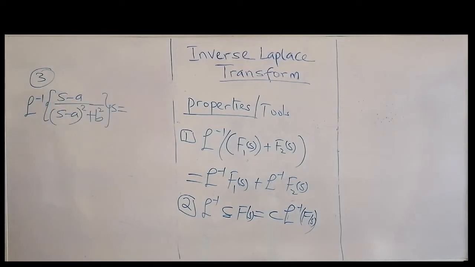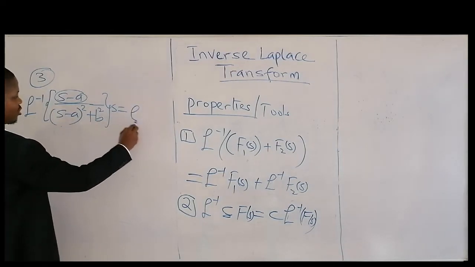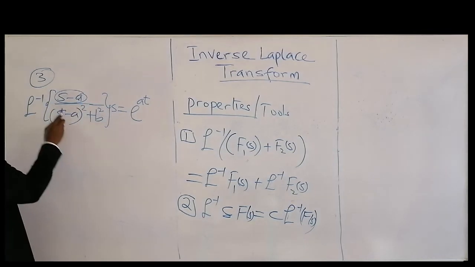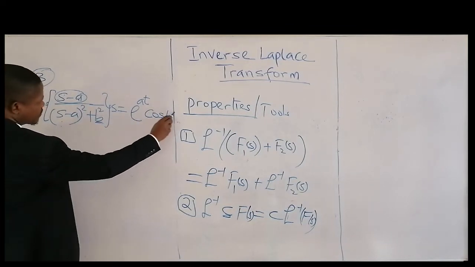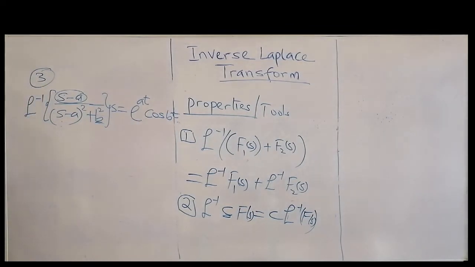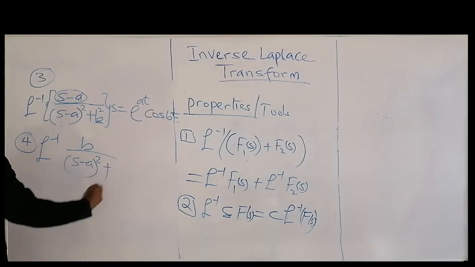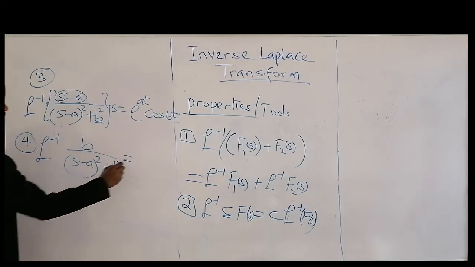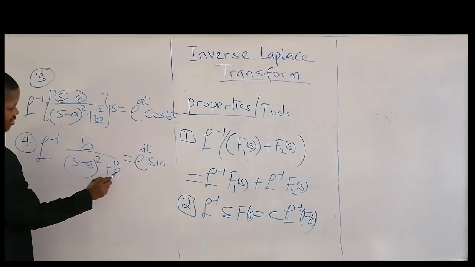Then the third one is the inverse Laplace of this function. When the expression you have here is the same as in the denominator, it's going to be the exponential of what you have here, at, and since this and this are the same, that will be cos bt. Then the fourth one, inverse Laplace of b over s minus a all squared plus b squared, will be equal to the exponential at times sine bt.